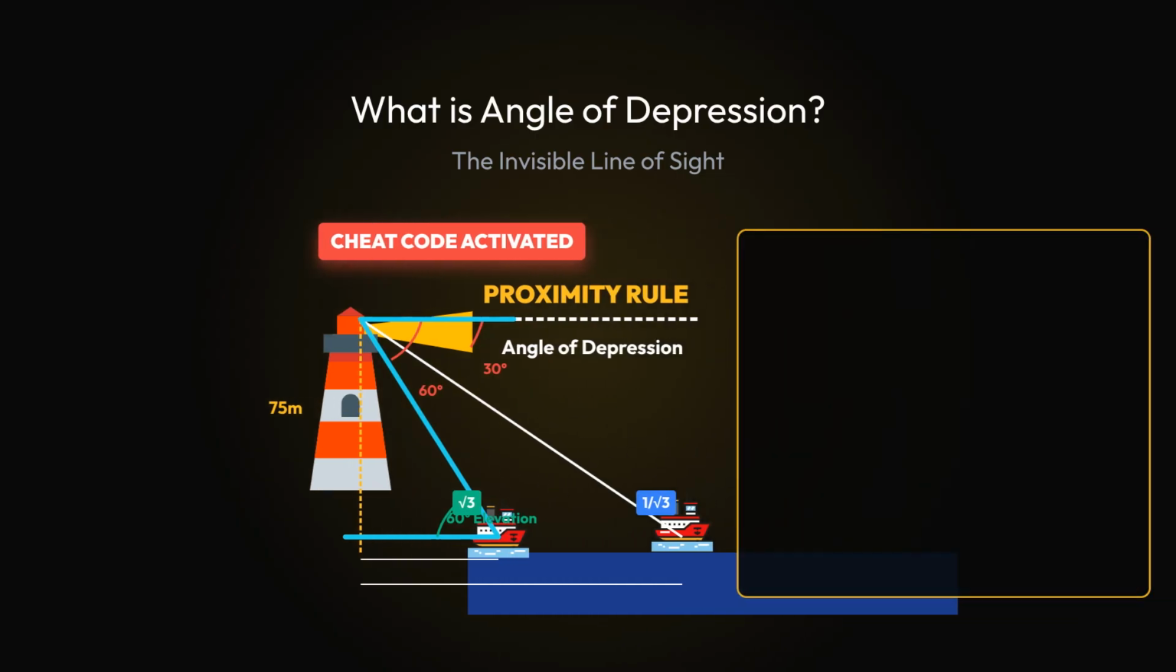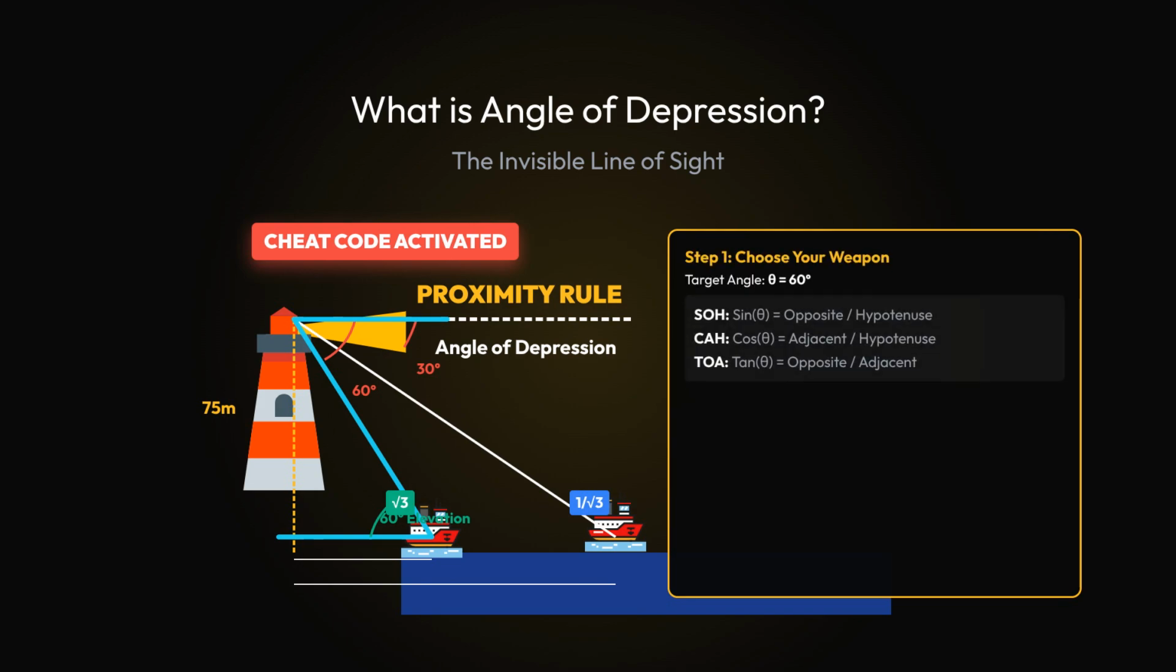Back to the boss question. Step 1. We know the angle 60 in this case, so theta equals 60. Now remember this cheat code line. Sing it out loud: SOH CAH TOA. SOH, sin theta equals opposite over hypotenuse. CAH, cos theta equals adjacent over hypotenuse. TOA, tan theta equals opposite over adjacent.